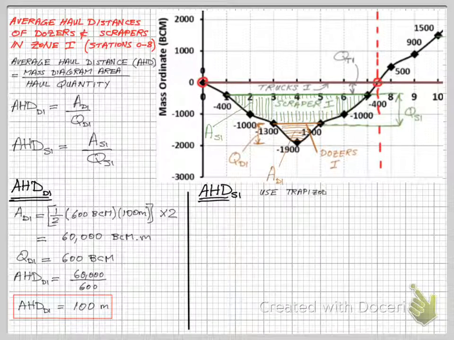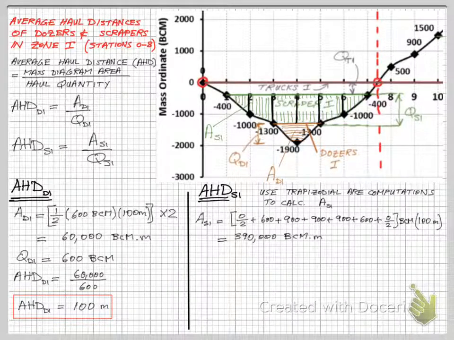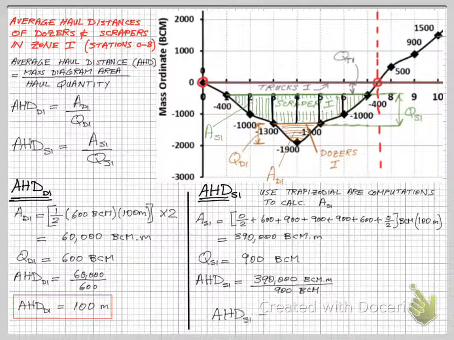For the scrapers, we'll need to use the trapezoidal area computation to deal with its compound shape. I'm showing here the trapezoidal area calculations following the process we learned in the previous lesson on earthwork quantity calculations. By the end of the calculations, we get 390,000 bank cubic meters for AS1. When we apply the AHD formula, we get 433.33 meters average haul distance for the scrapers in the first zone.